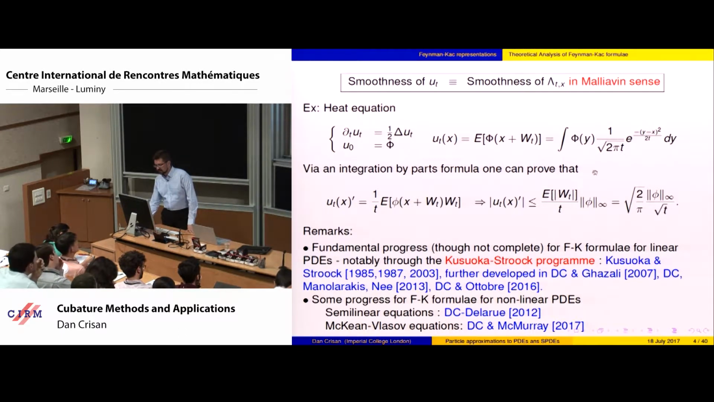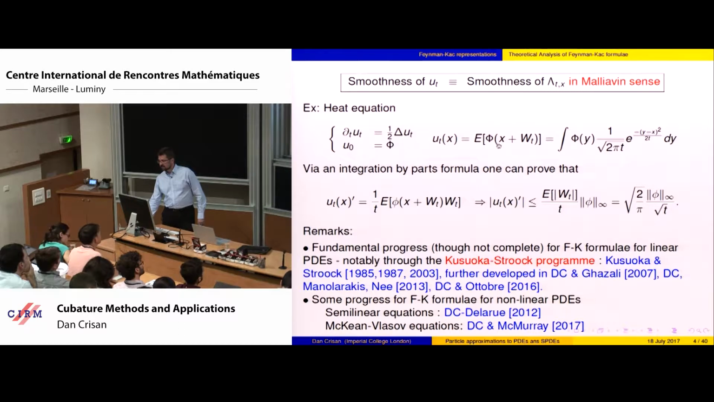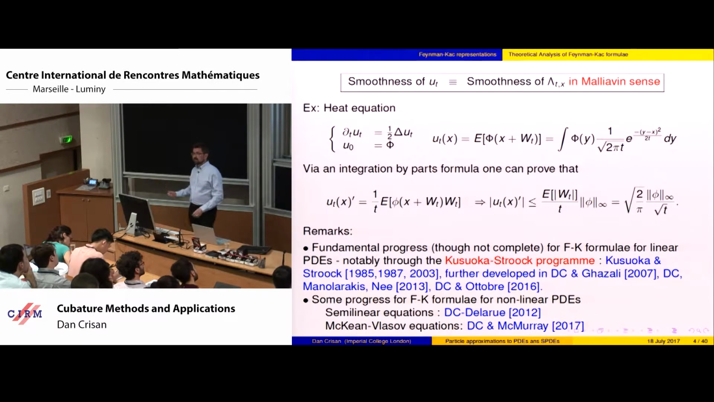So the example is the simplest possible example, the heat equation. We all know about it, and the heat equation has this Feynman-Kac representation. So phi is the initial condition, and the solution at time t evaluated at point x is the expected value of phi at x plus W_t, where W_t is the Brownian motion. So that's a Feynman-Kac representation. It's actually quite simple to deduce this representation.